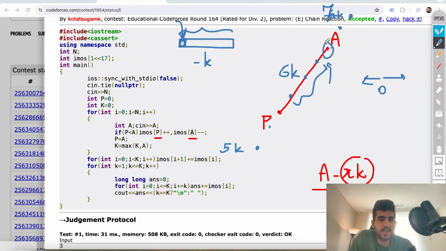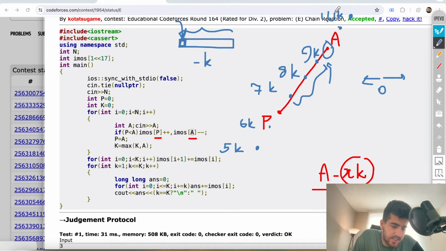Okay, so that's the whole point. If there are 3 multiples of K between A and P, then let me just make the example more clear. For example, this is 5K, this is 6K, this is 7K, 8K, 9K, 10K. So what I'm saying is that if there are 3 of them, we should start 3 new intervals from A.